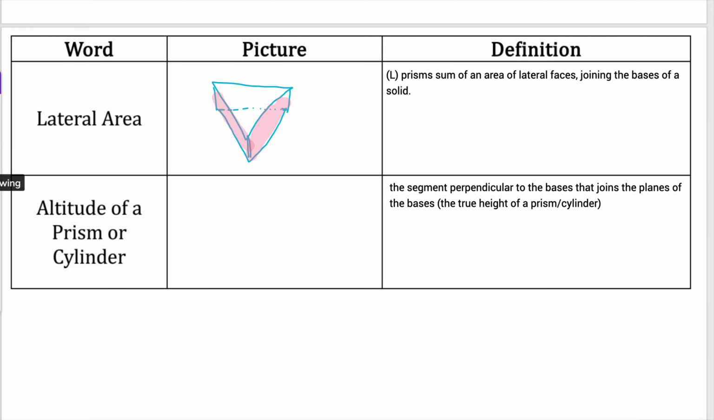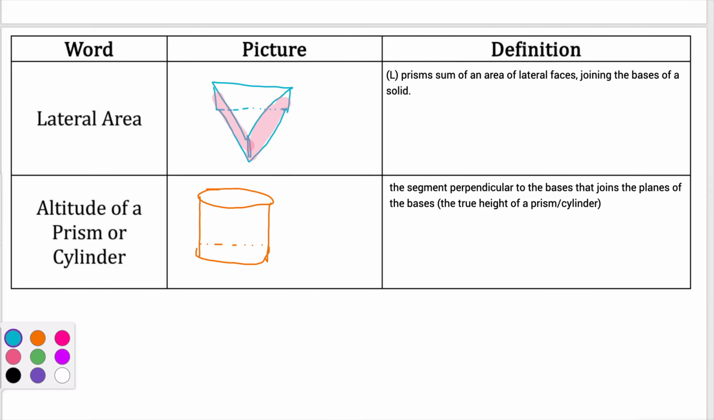And then the altitude of a prism or a cylinder. So today we're going to talk about cylinders. So we have two circles, one on the top and one on the bottom. So when we talk about the altitude of that, that's going to be the perpendicular segment for the length from one base to the next, okay?